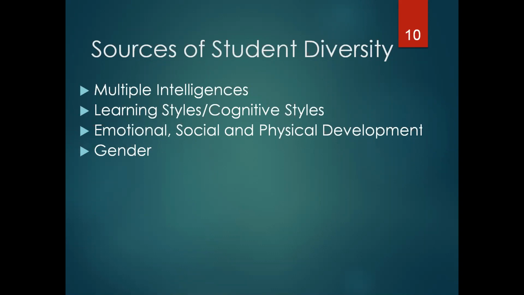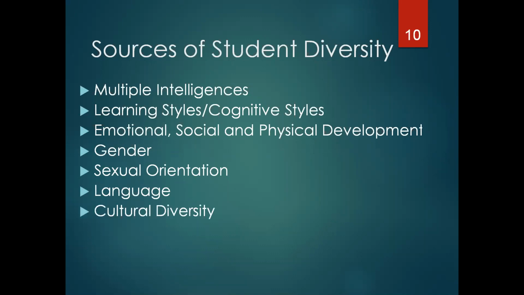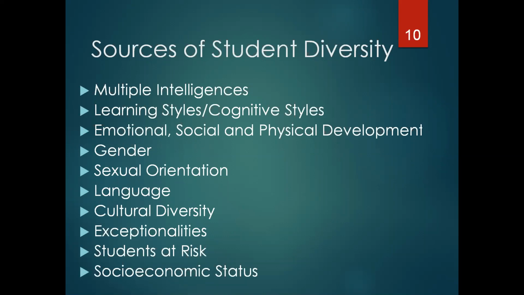Consider their gender. Boys and girls do learn differently. Neither one is right or wrong. It's just they learn in different ways because we know that boys and girls develop differently. Sexual orientation is starting to play a role in our schools. Language. Of course, there are language barriers. We have to consider that. Cultural diversity. Students from different cultures have different background experiences. We have to understand our students' culture. Exceptionalities, at-risk students, socioeconomic status. Again, all these things tie into who a student is, and you have to get to know your students.